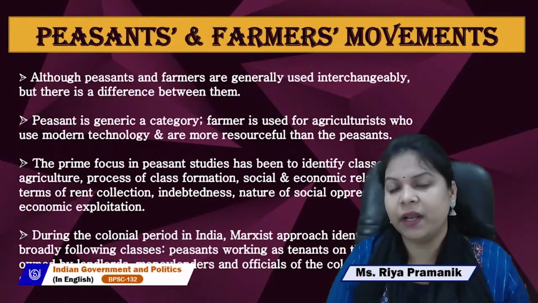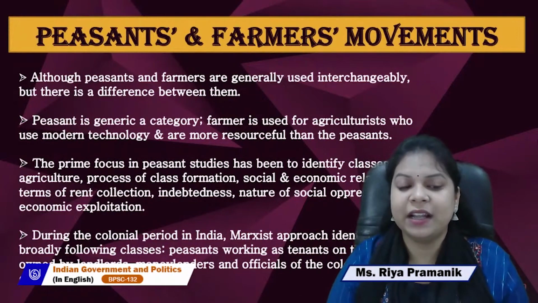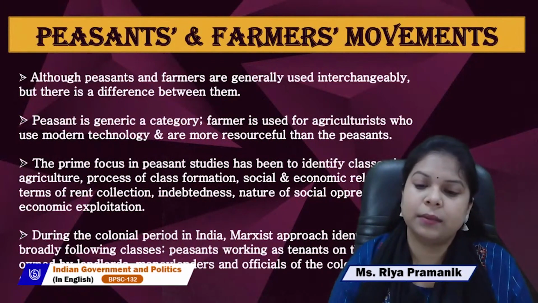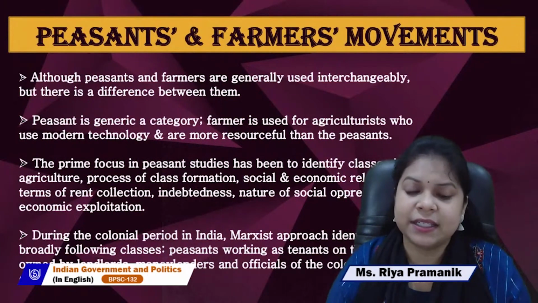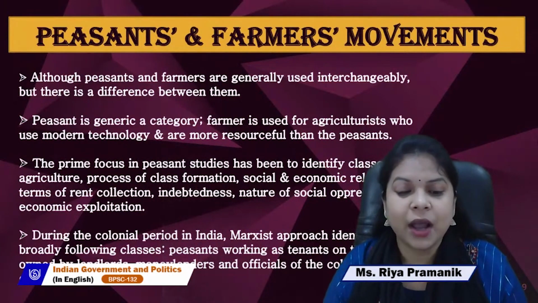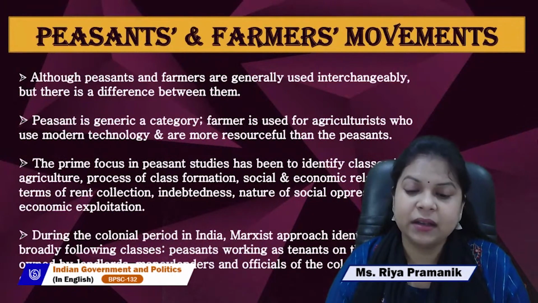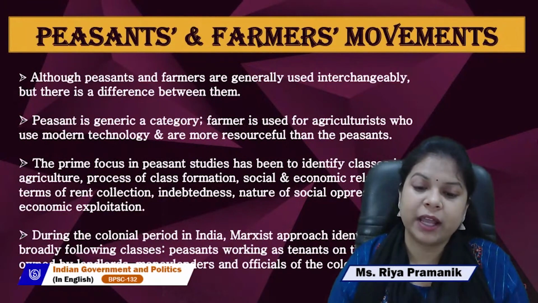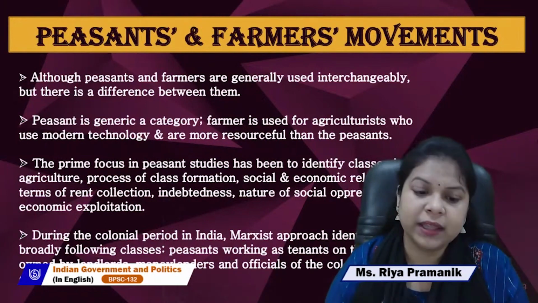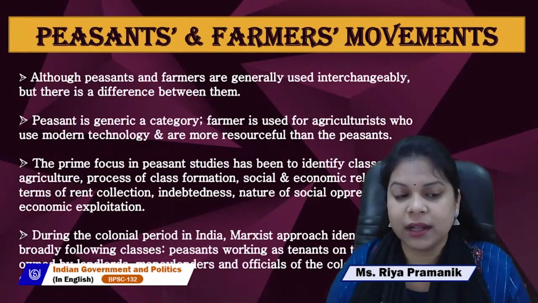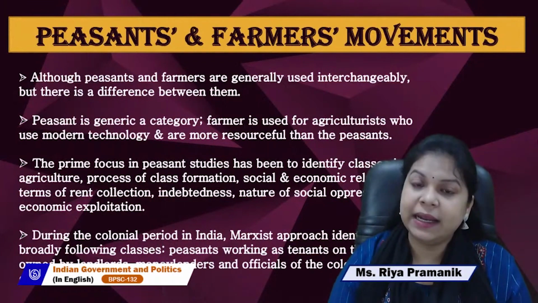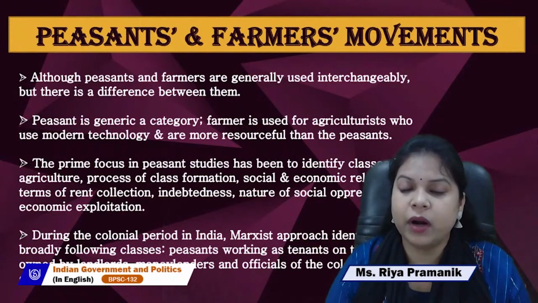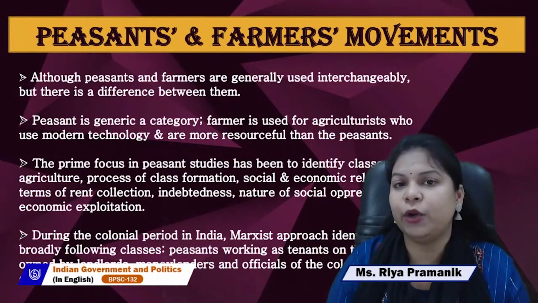So during the colonial period in India, the Marxist approach identified broadly the following classes. During the British period, Marxists identified a few classes such as peasants working as tenants on the lands owned by the landlords, moneylenders, and officials of the colonial government. So these were the classes at that point of time in the colonial period. Here the word moneylender means who lends money to poor people.